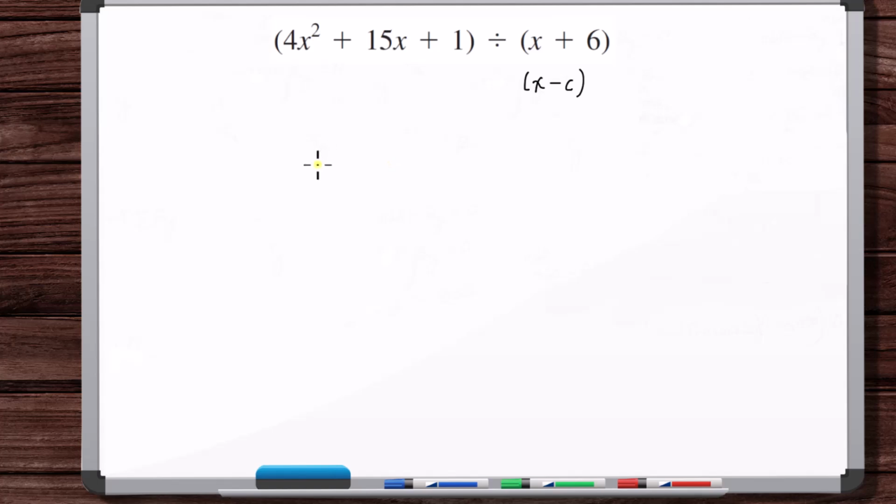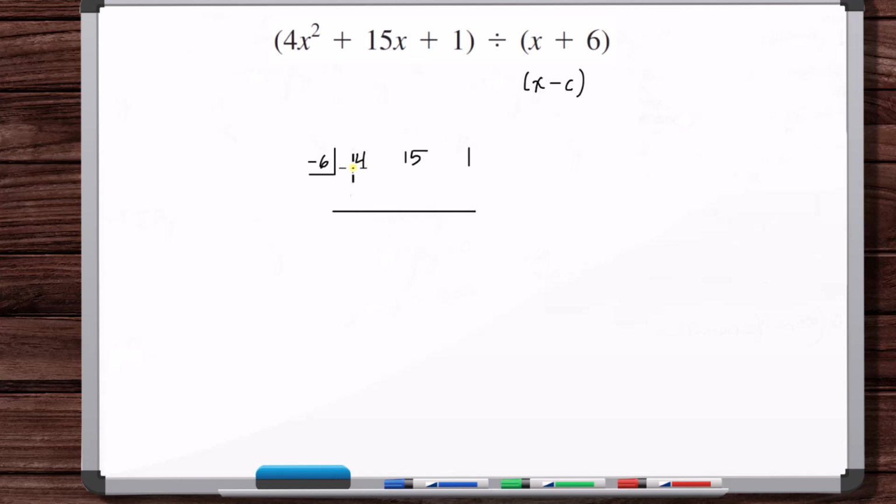So what we do is we draw a box like this and then put the c value. Then we go to the dividend and just put the coefficients in descending order. But you have to put the placeholders too. If you need a placeholder 0, you have to do that. So we got a 4, and then a 15, and then a 1. We don't need a placeholder. Okay, then you leave a little space and draw a line like this.